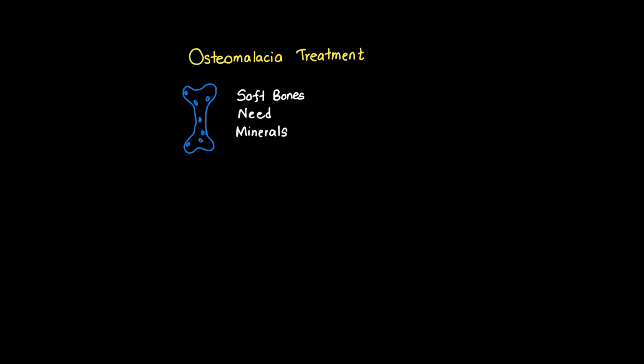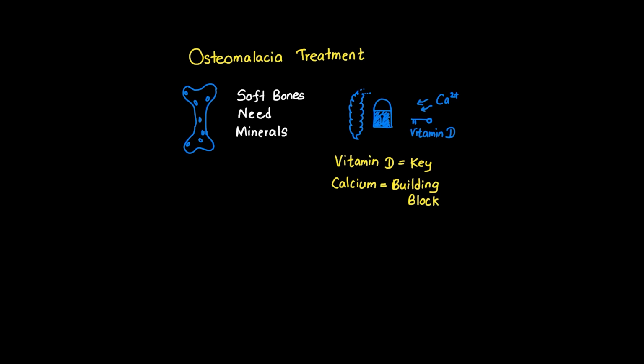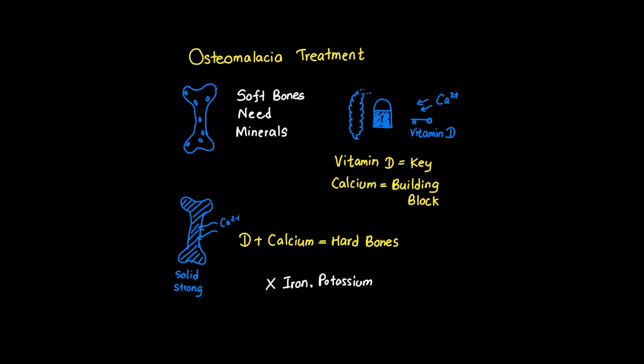Osteomalacia, adult rickets, occurs when bones lack proper mineralization. Vitamin D enables intestinal calcium absorption, but without adequate calcium available, vitamin D alone can't mineralize bones. Think of vitamin D as the key that unlocks the door for calcium absorption. Without calcium to walk through that door, the key is useless. Together, vitamin D and calcium deposit into the bone matrix, hardening soft bones. Iron helps red blood cells but doesn't mineralize bone.